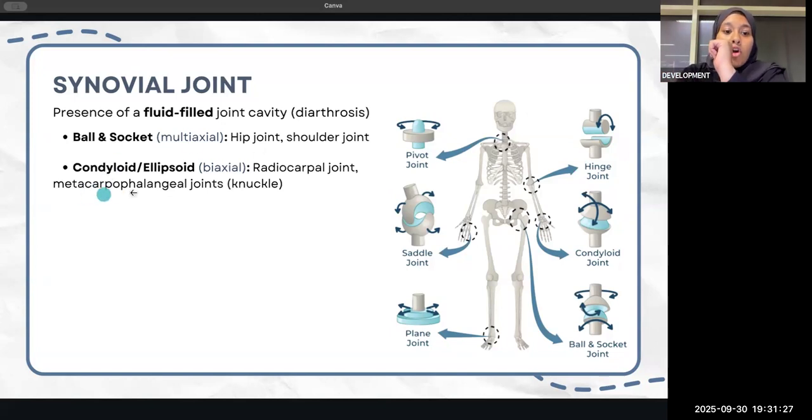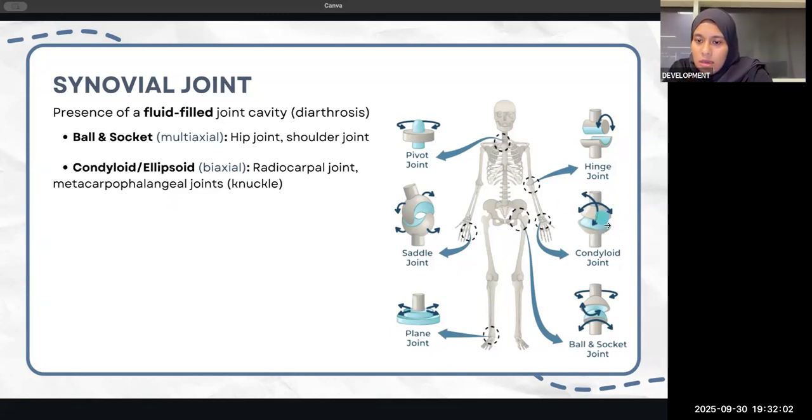And you also have your metacarpophalangeal joints. Let me break down the word. It's a long word, I know. Metacarpals are right above the carpals, which is right over here. Phalangeal means your finger. So your metacarpophalangeal joint, AKA your knuckles, also has limited movement. Flexion and extension is the easiest one, and it can slightly do abduction and adduction. So biaxial. Hope you guys got that. And this is how a condyloid looks like.